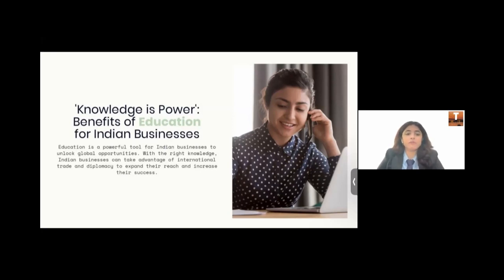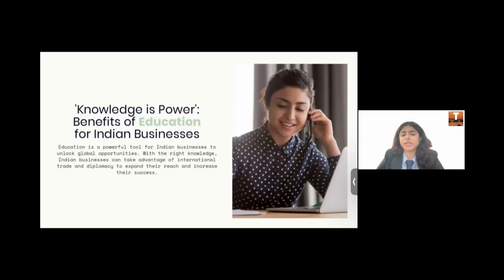So a well-educated workforce can bring in fresh ideas, insights, and best practices to Indian businesses, contributing to their overall growth and competitiveness. And next can be the enhanced problem-solving skills. Education can also help you develop critical thinking and problem-solving skills, which are crucial for businesses to overcome challenges and identify opportunities.